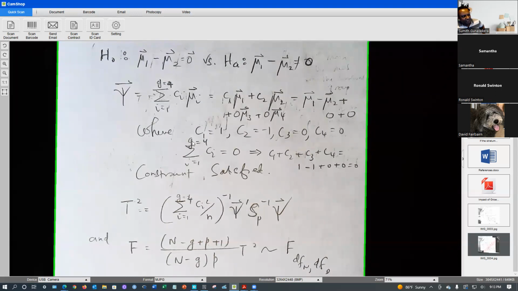And then I have to check whether the summation of these coefficients is 0: C1 plus C2 plus C3, 1 minus 1 plus 0, which is 0. See, the constraint is satisfied.